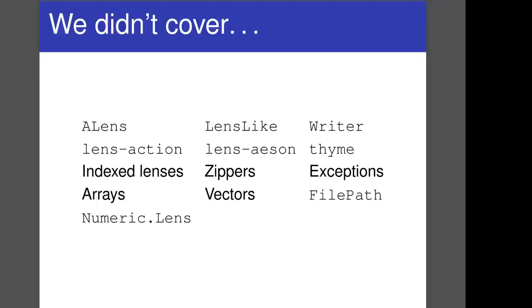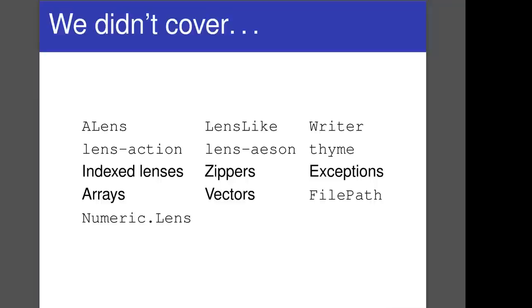Time, T-H-Y-M-E, is a cute library that lets you work with time values as if you had a whole bunch of lenses for looking at the hour, the minutes, the seconds. There's a whole family of lenses called indexed lenses that make available to you the index of the thing that they're traversing on. That we haven't covered.